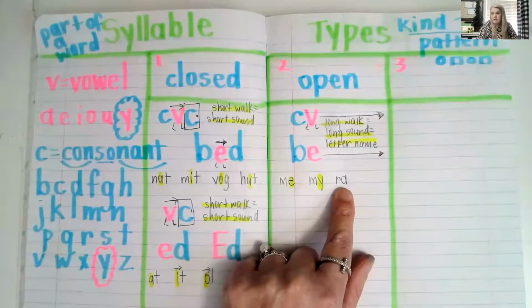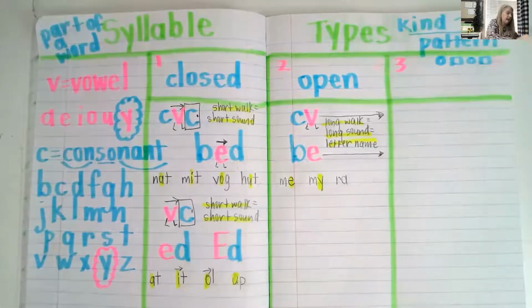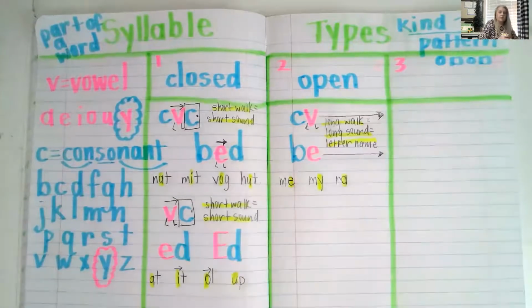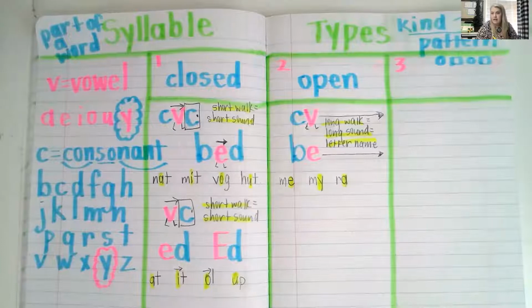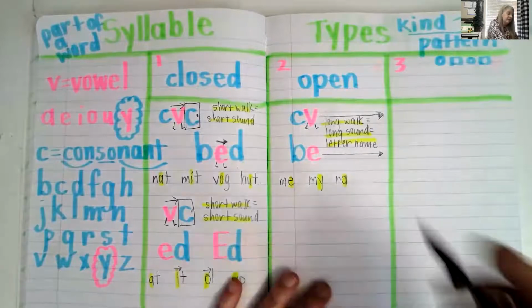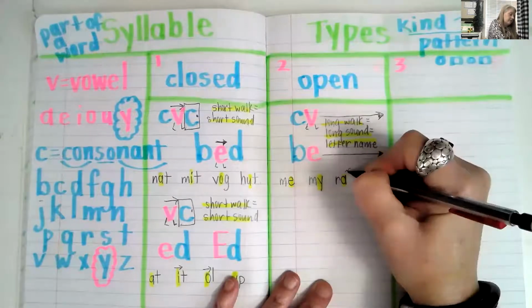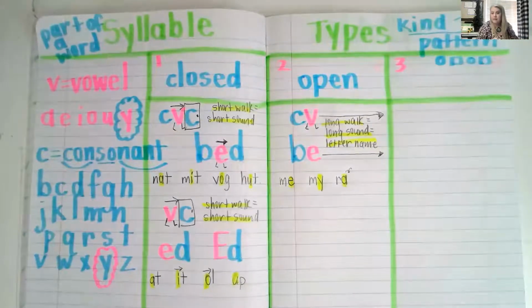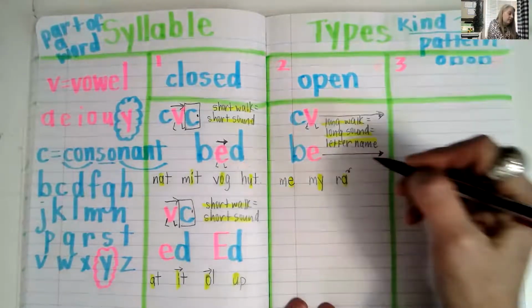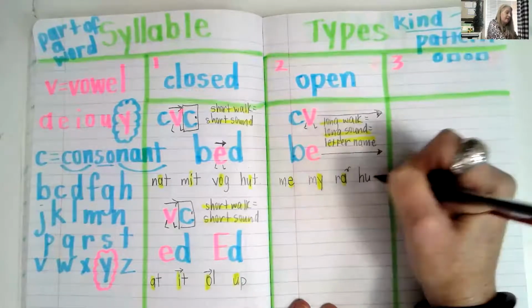What is that? Long walk, long sound. Highlight it. Ray, ray. Like raven, which is a bird. Okay, ray. Or, let me think of another one. I know. Let's see what you say about that one.